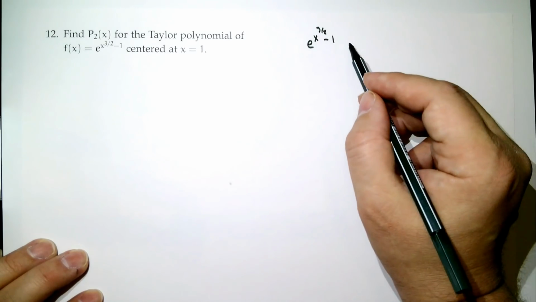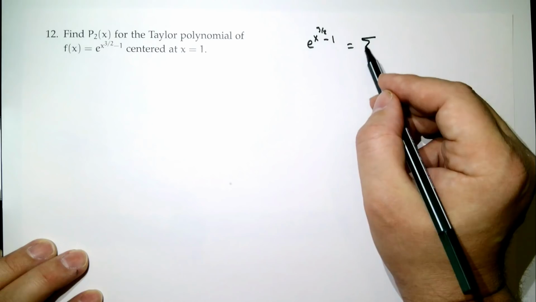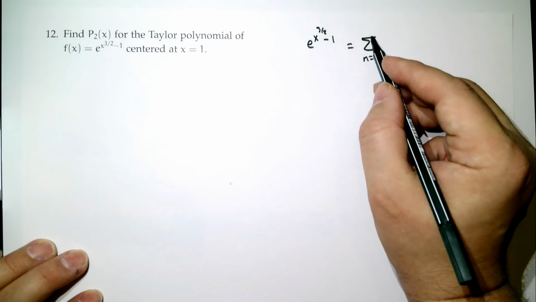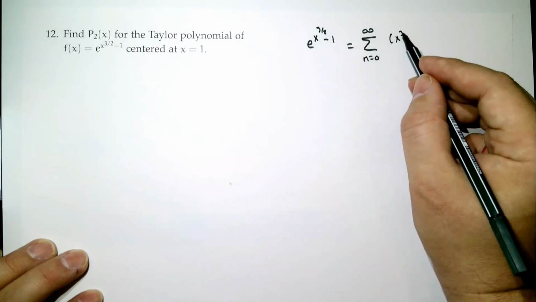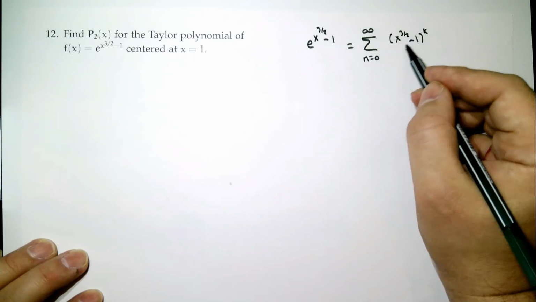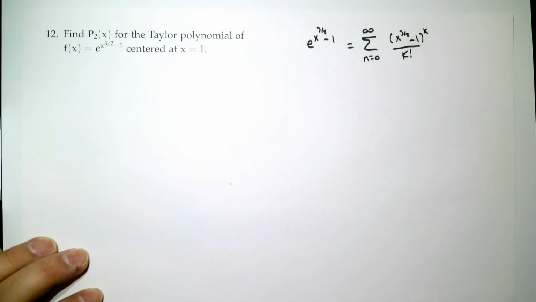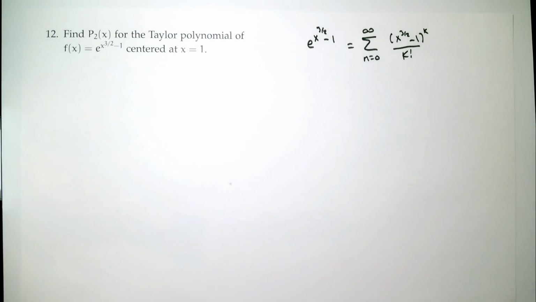but isn't it the case that this is just the summation n equals 0 to infinity of x to the 3/2 minus 1, to the k, over k factorial? And the answer is, it is the case that that is true, because e to anything is the summation k equals 0 to infinity of that anything to the k over k factorial. That's true, absolutely 100%.